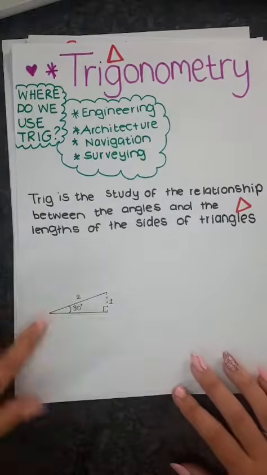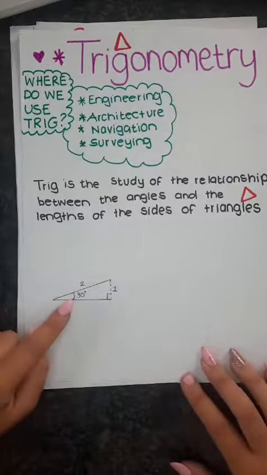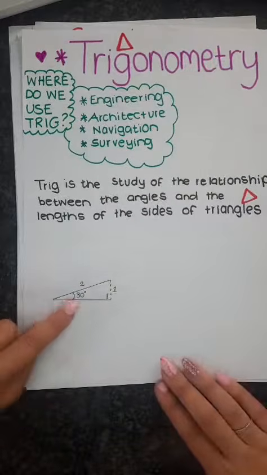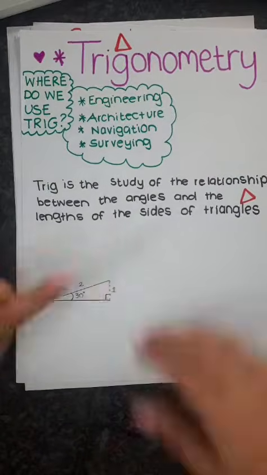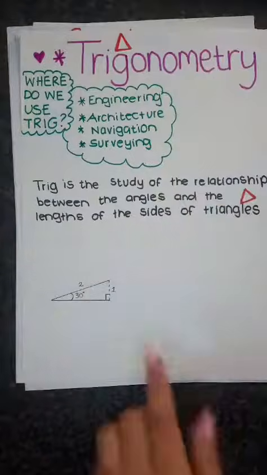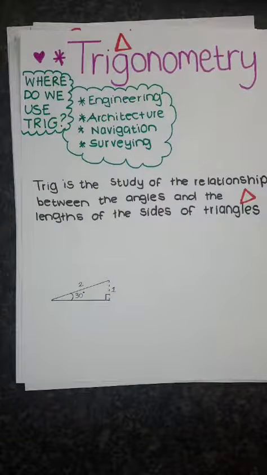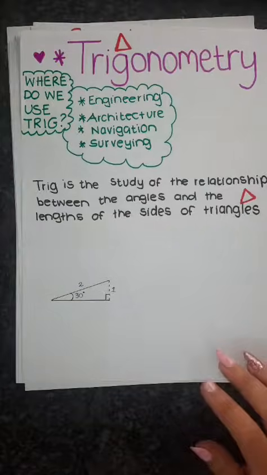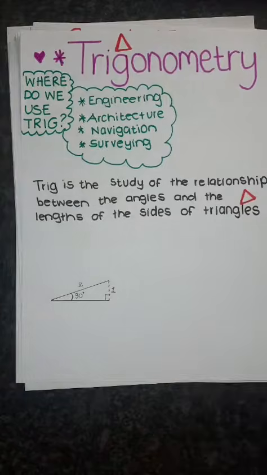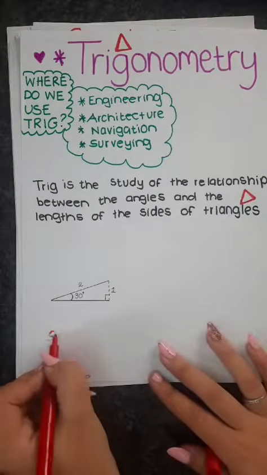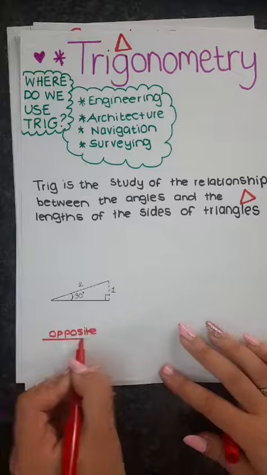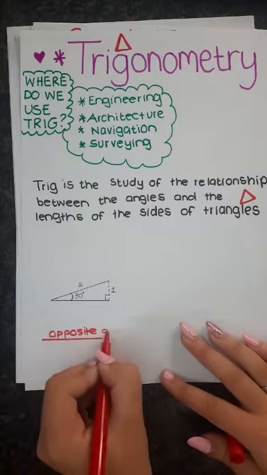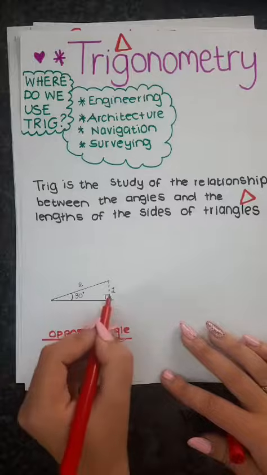If I look at my right angle triangle over here, I've got a 30-degree angle here. If I look at the side opposite this angle, I've got a 1. If I look at the side that's opposite the 90-degree angle, I get a 2. So what I need you guys to realize is, if I take the side opposite the angle and I divide that by the side opposite the right angle.